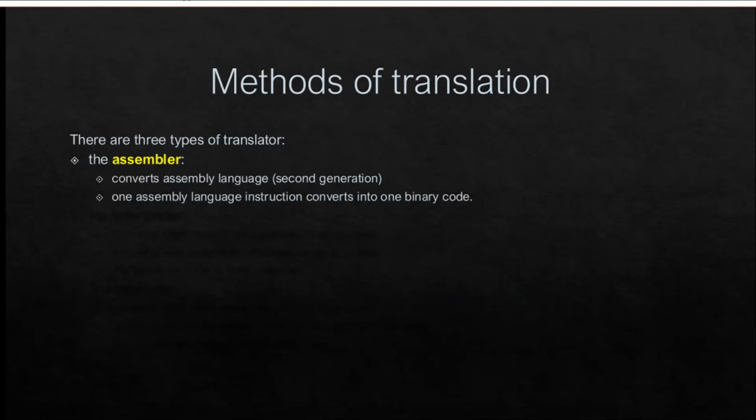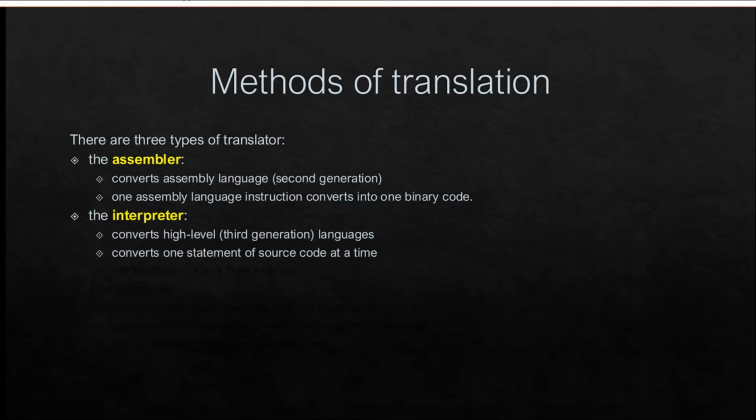And we've got the assembler, as we said, that turns assembly language code into binary code, and there's a one-to-one relationship between the instructions we write in assembler and what we get in binary code. We have interpreters, as we just said, that pick up a high-level program language and convert it one line at a time. An example of that would be Python.